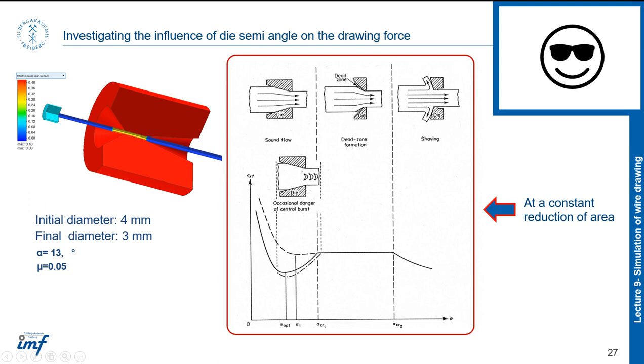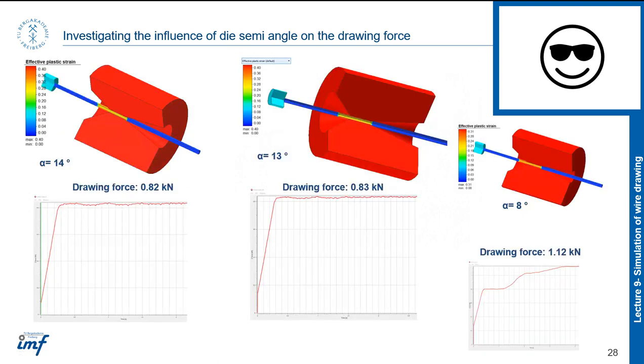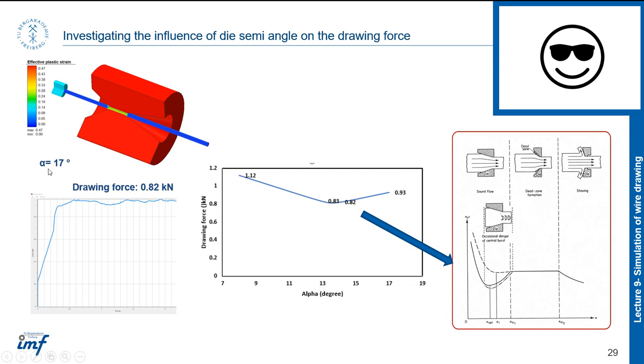So I had to run at least 5 cases of simulation. I did it before, in exactly the same process we reviewed together step by step. So these are the results. This is for the die with the angle of 14, and this is the maximum drawing force, 0.82 kilonewton. Nothing else is changing, everything is fixed, just the die angle is changing. When it's 13, it's a little bit higher compared to 0.82, and for 8 it increases again to the value of 1.12 kilonewton, and then this is the last case with the alpha equal to 17, and the drawing force decreases again.